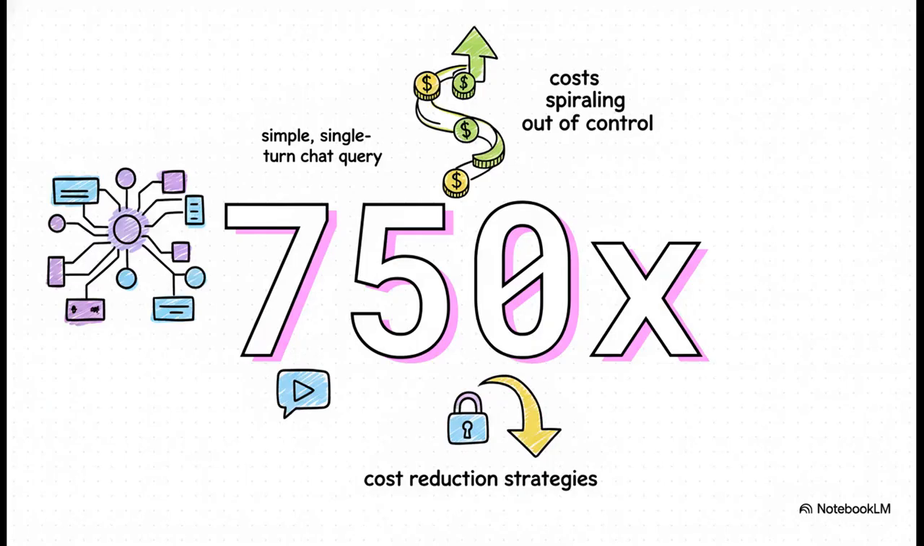So let's kick things off with a number that should, well, it should probably scare you a little. 750x. No, that's not a typo. That's how much more expensive a complex AI agent can be versus just a simple chat query. It's an absolutely staggering number, and it shows you just how fast your budget can, poof, disappear.